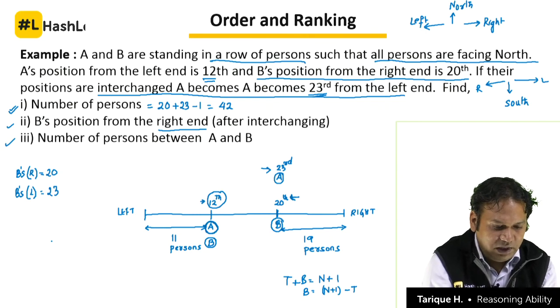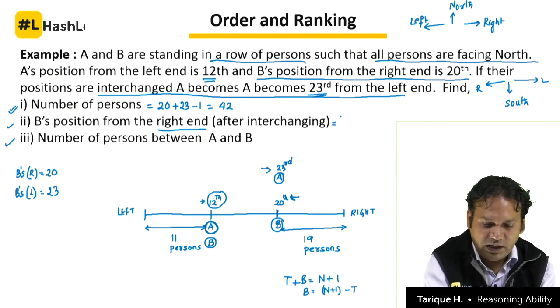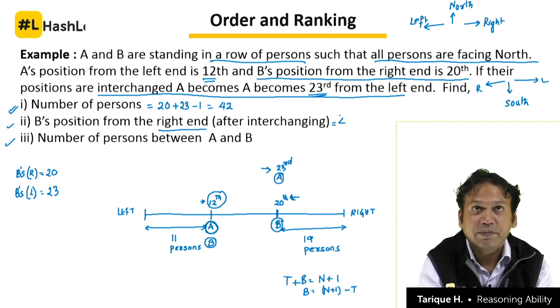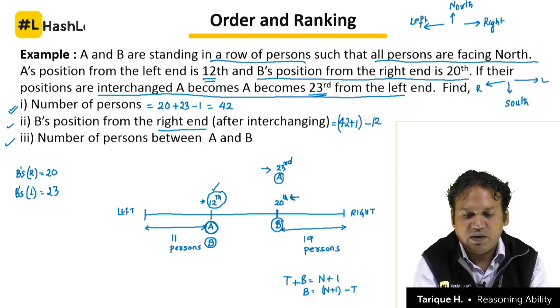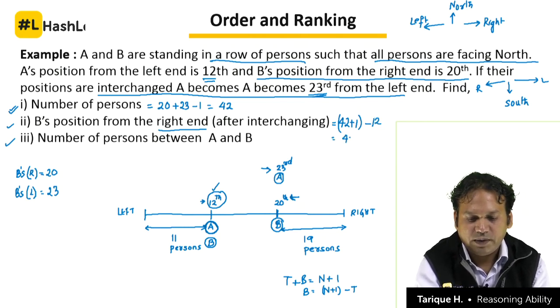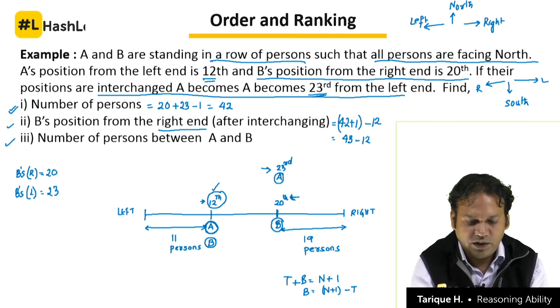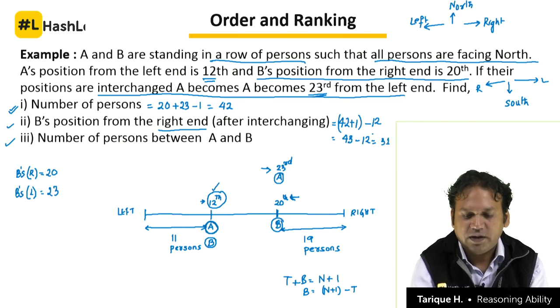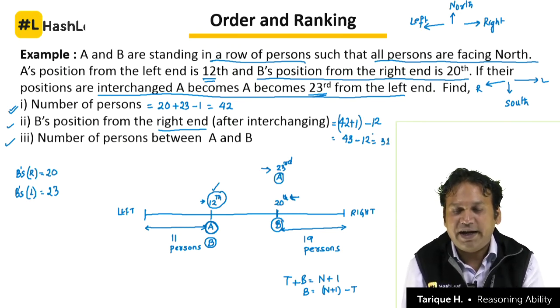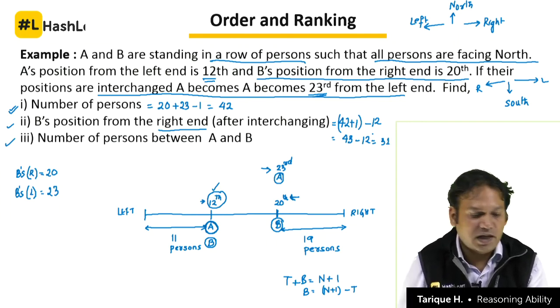So that means B's position after interchanging will be equal to number of persons, already we know 42, right? We have calculated that 42 plus 1, 43 minus that position from the left end 12, 43 minus 12. 43 minus 12 is equal to how much? What is the position? 43 minus 12, 31. So what is the position of B from the right end? The position of B from the right end is 31. Clear? That is the answer for the second question.